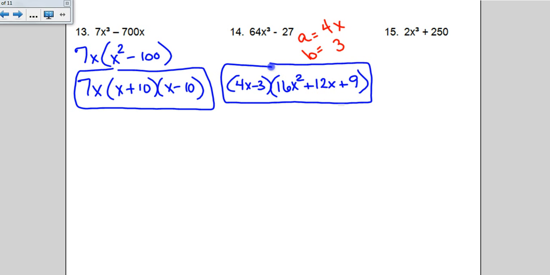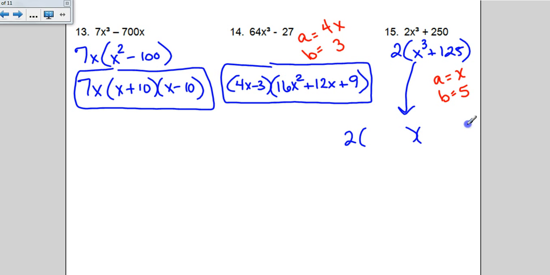It's pretty easy. Okay, here on number 15, we've got a common factor of 2 I need to take out first. And now x to the third plus 125, that's the sum of cubes. So a is going to be an x, and then the cube root of 125 is 5. So b is 5. So taking this down a little bit, the 2 stays out in front, and then if I use my sum pattern, oops, I'm going to run out of room. We have a plus b, so x plus 5, and then a squared minus ab plus b squared. And there's your final answer for 15.